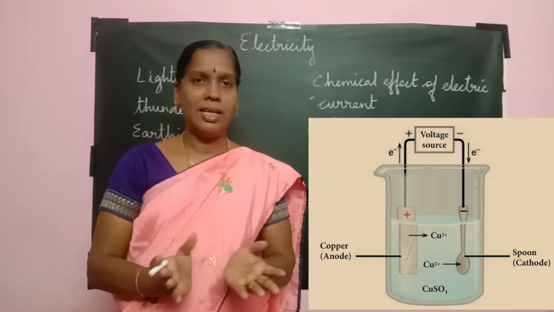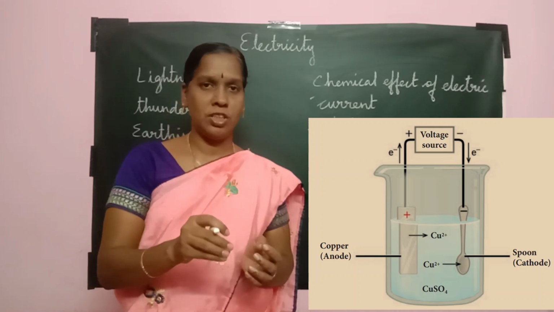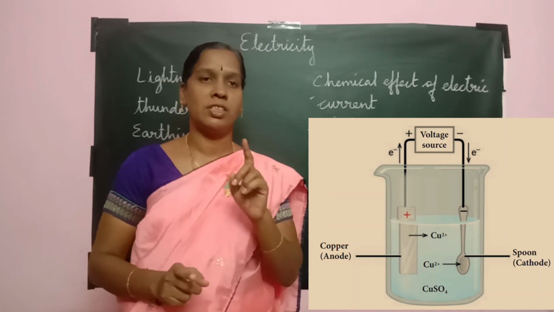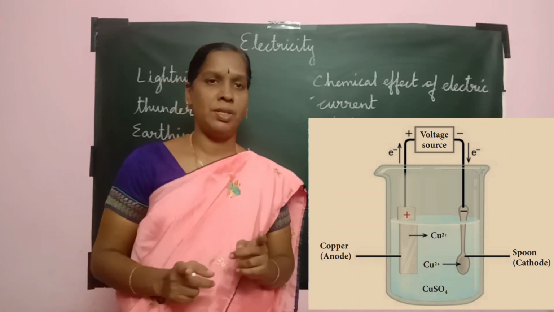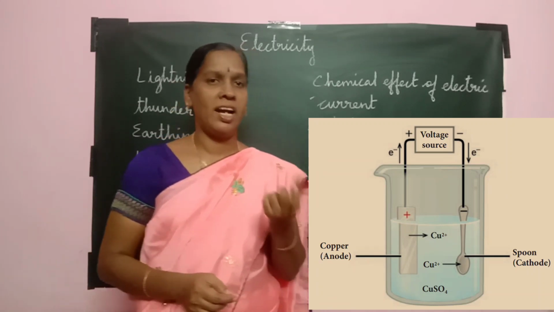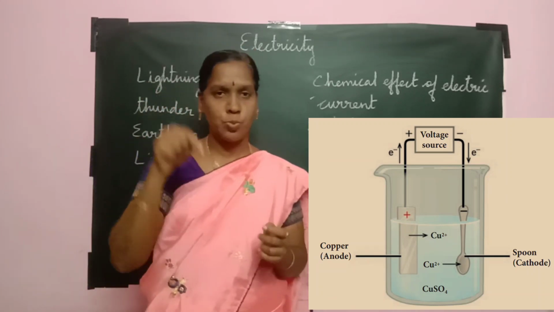Take a glass jar and fill it with a copper sulfate solution, which acts as an electrolyte. Now we are inserting two metal rods. One is said to be positive and the other negative. For the positive rod we are taking a copper rod, and for the negative we are taking an iron spoon.